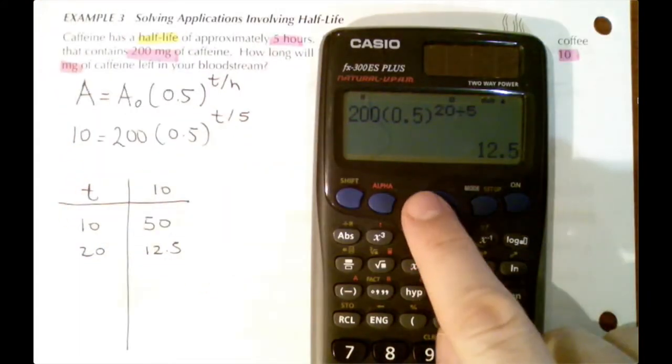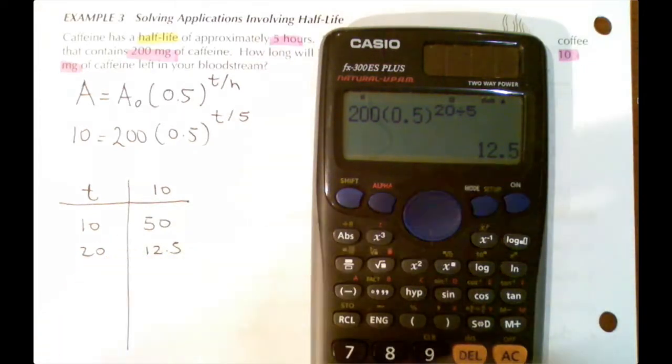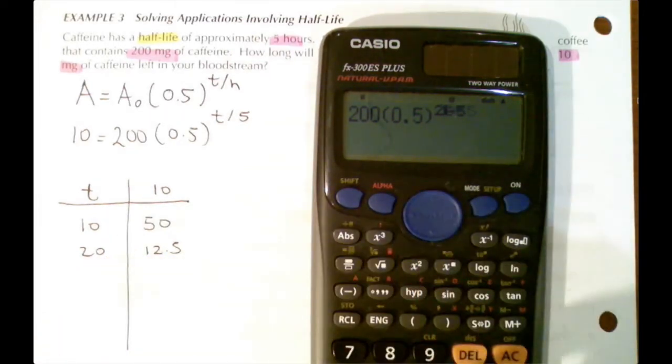Let's go, that was a big jump. Let's do a smaller jump. Let's try 22. 22 gives us less than 10. Okay, here we go. 22, 9.5.